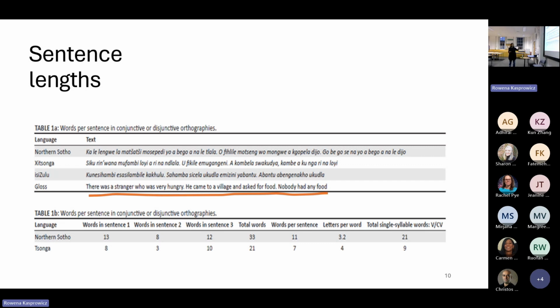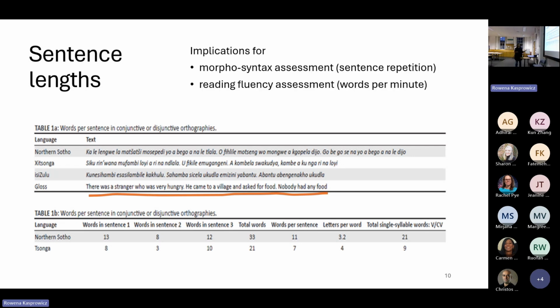And you can see that in Northern Sotho, there are 13 words in that sentence. And then as you get morphologically rich and agglutinating, the number of words reduce, but all the information is bundled into words. And by the time you come to isiZulu, which is the 3rd language there, you will see that sentence 1 has 3 words. Now, this has huge implications on what you're going to do with assessment. It has implications for your morphosyntax assessment, really in terms of something like sentence repetition, which is a task I really like. But it has implications on what you're going to challenge the child with.